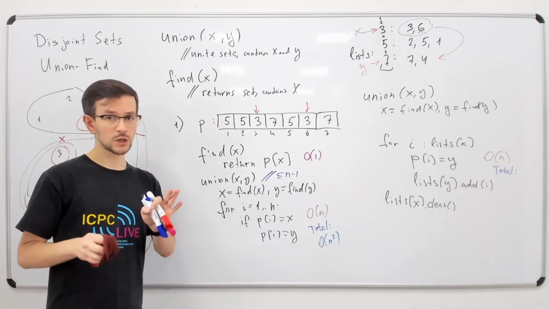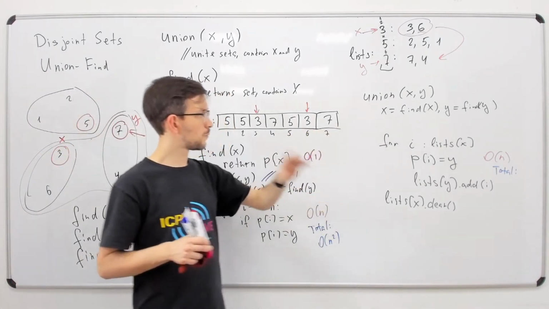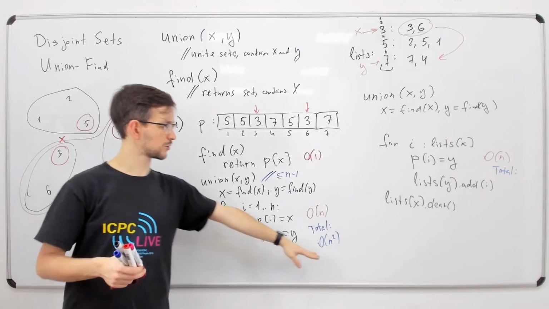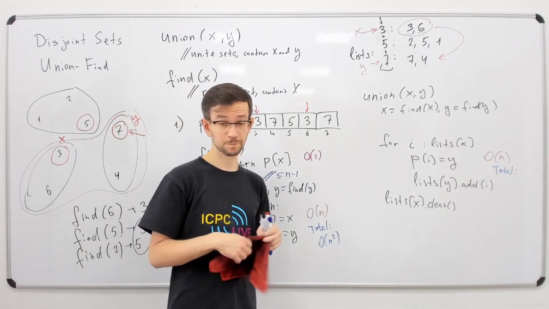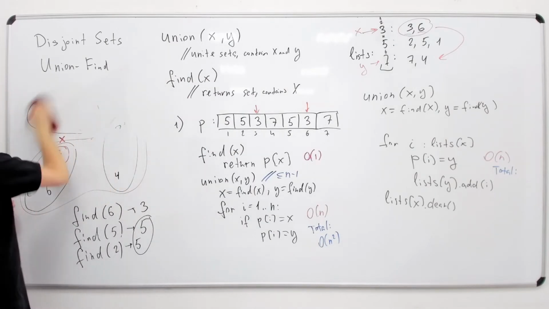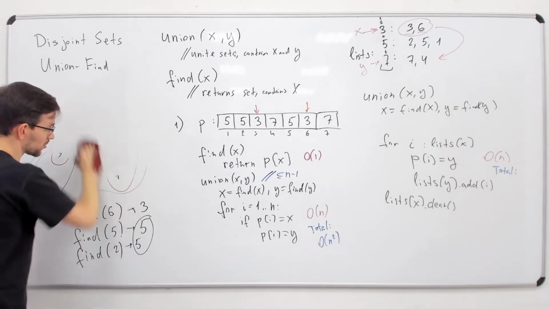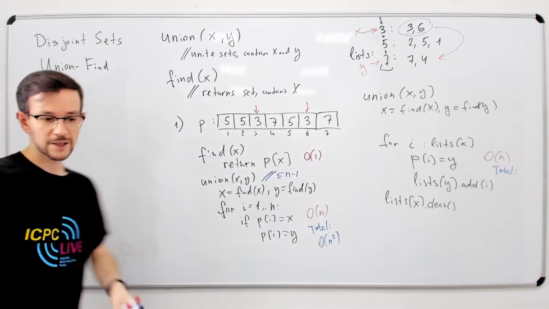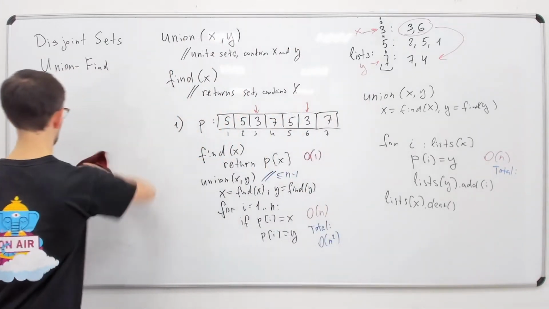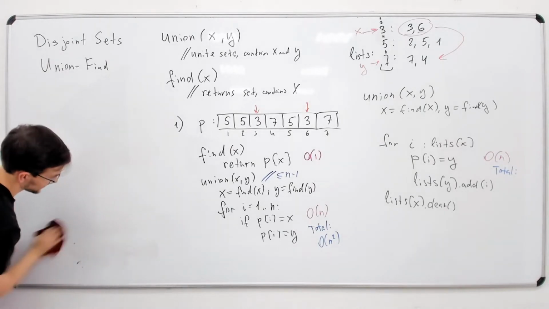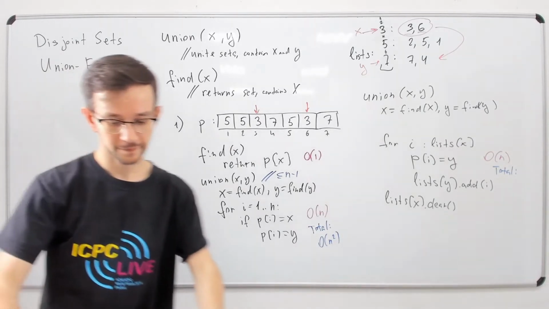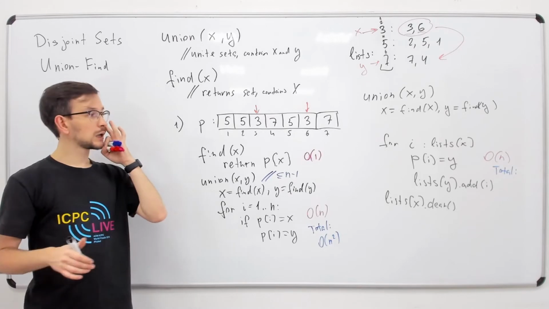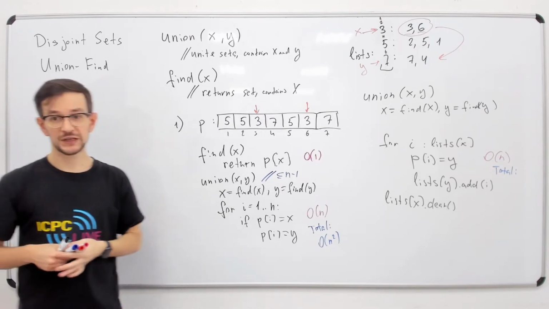So, is there a situation when this procedure is called n times and the total time complexity of all these n calls is still about n squared? Okay, let me give you a little time to think while I'm erasing this. Okay, the answer is it is possible.